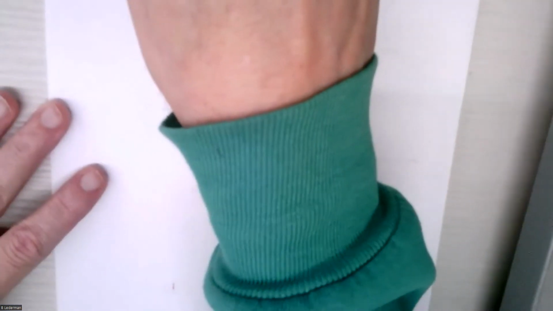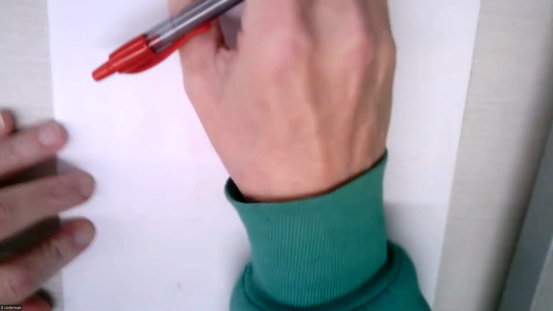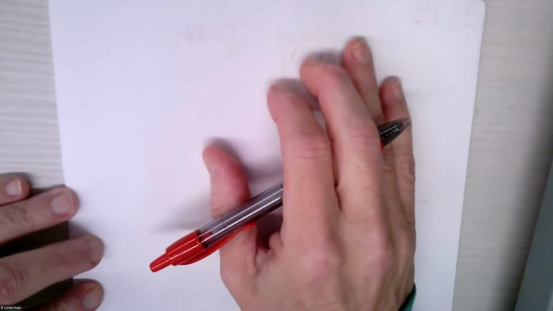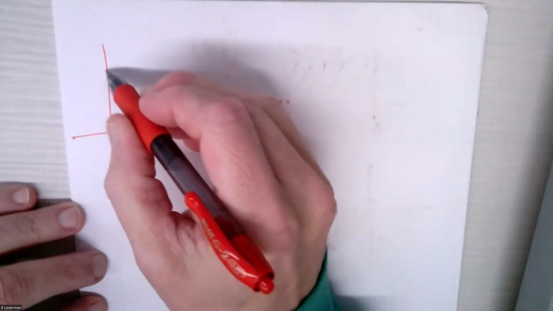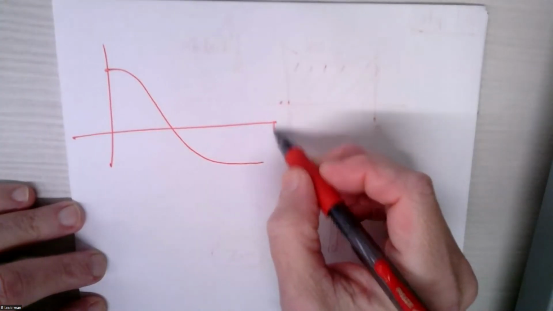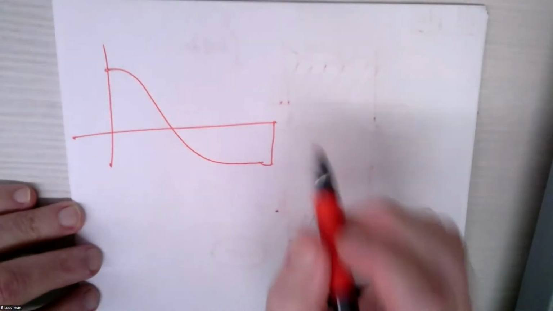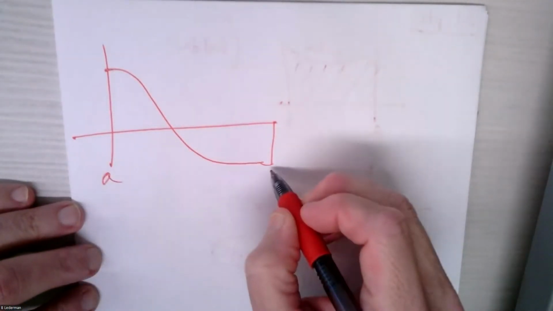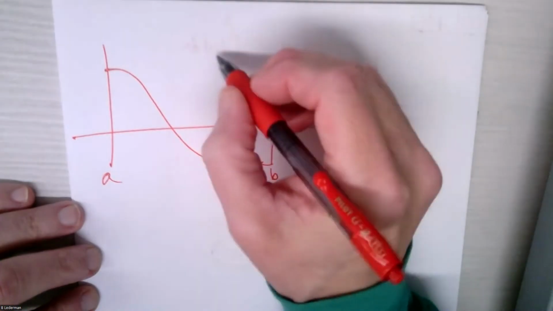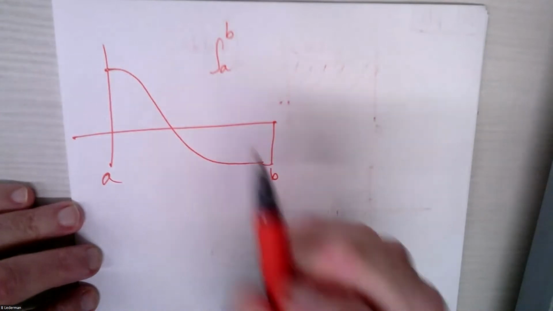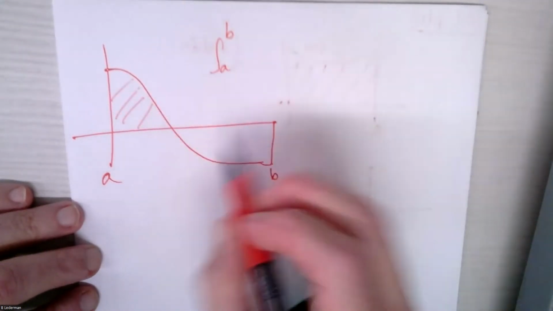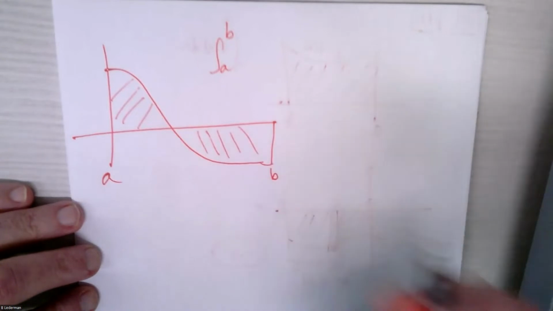If I would talk about, suppose that, so if that's A and that's B, so the integral from A to B is really going to be this area here minus that area there.